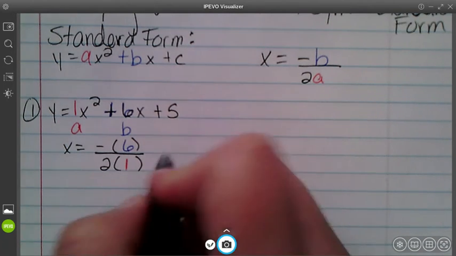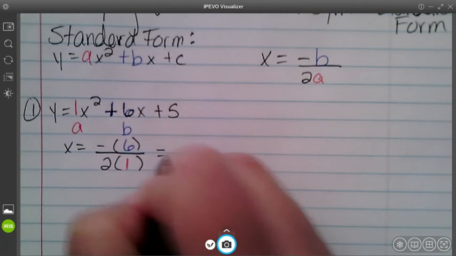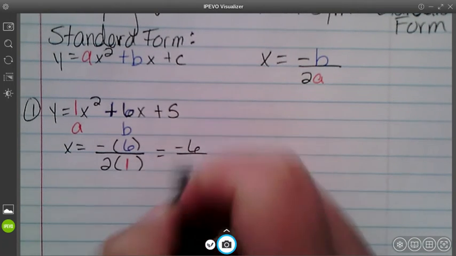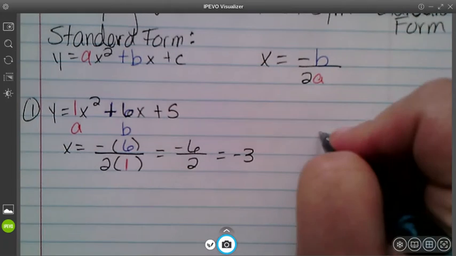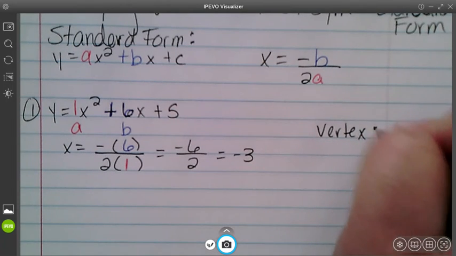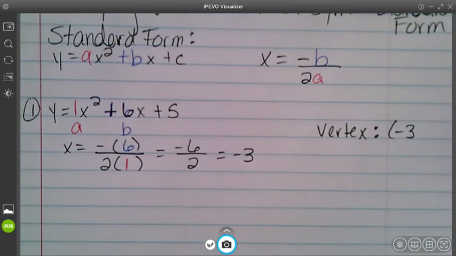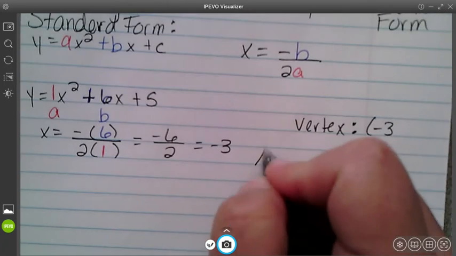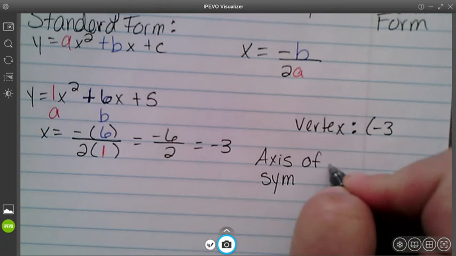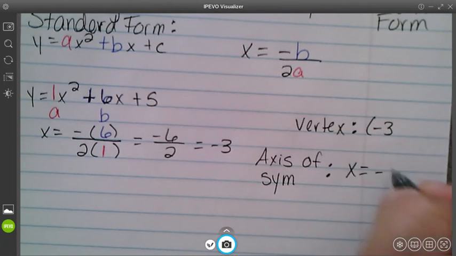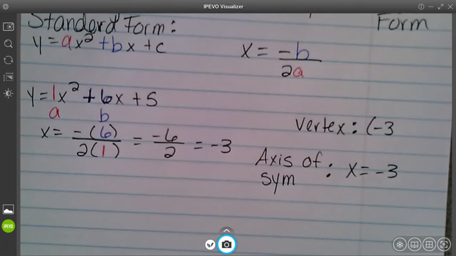So we'll simplify that down. Of course, you can do that in the calculator, or you can do it by hand. So that's negative 6 over 2 times 1 is 2, which is negative 3. So the x value of our vertex is negative 3. That also, as we've already talked about, gives us our axis of symmetry, which is x equals negative 3, because it's going to pass through that vertex and be a vertical line that goes through that vertex.